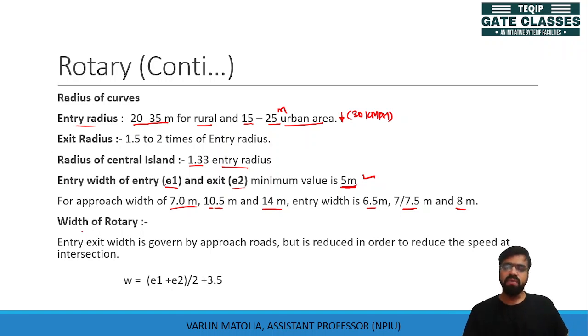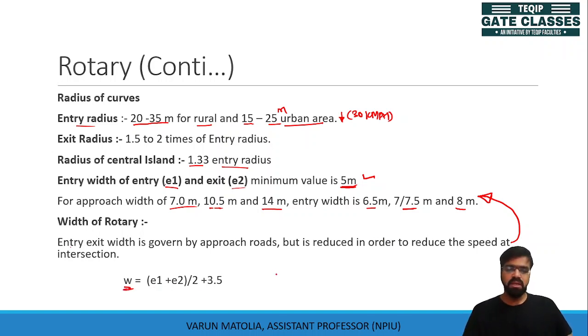So the width of rotary, the entry or exit width, is governed by approach roads, but is reduced in order to reduce the speed at the intersections. This is what we are talking about. We want to reduce the speed of entering vehicles. That's why we try to reduce the approach width or entry width, so that the vehicle comes into the intersection with less speed.